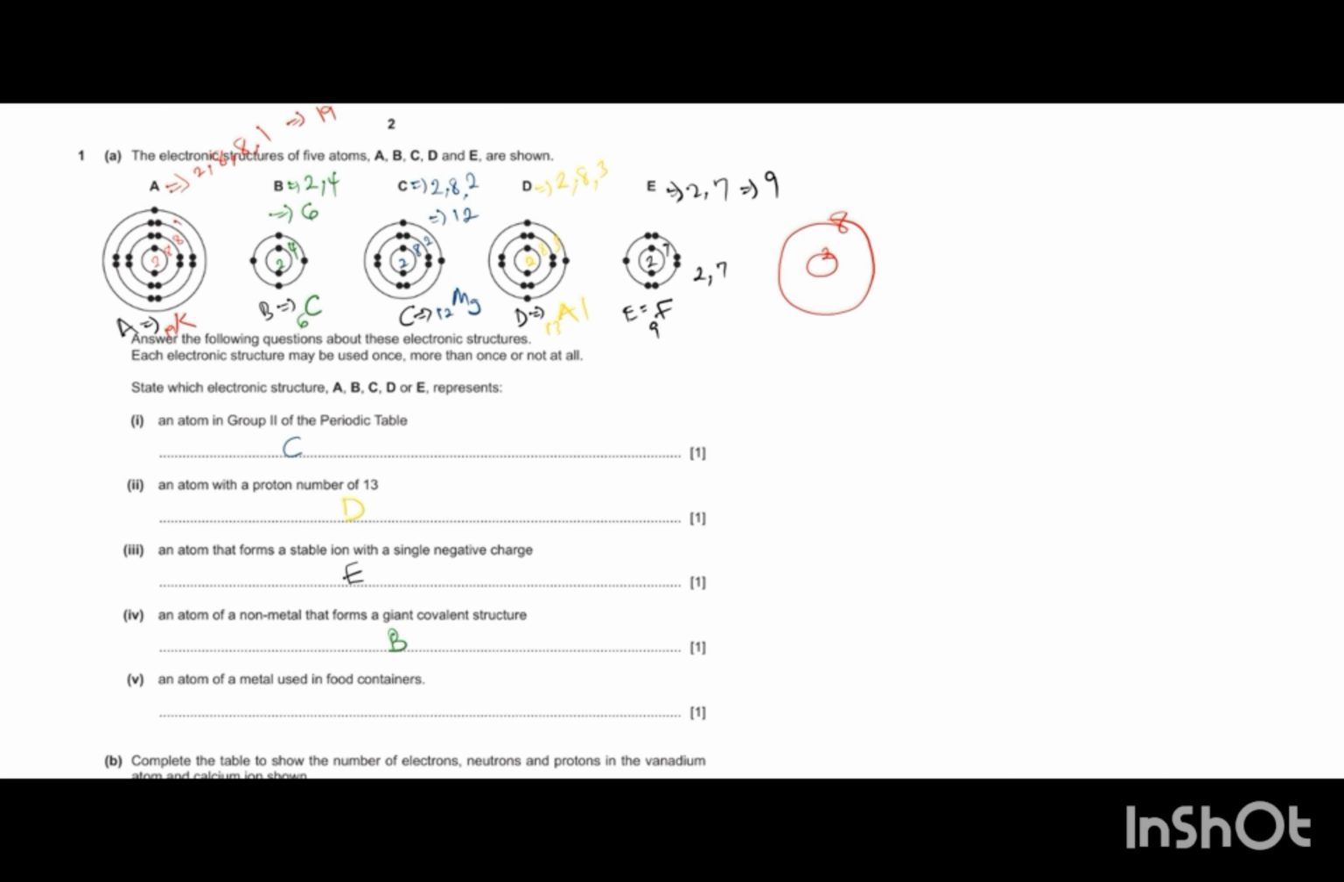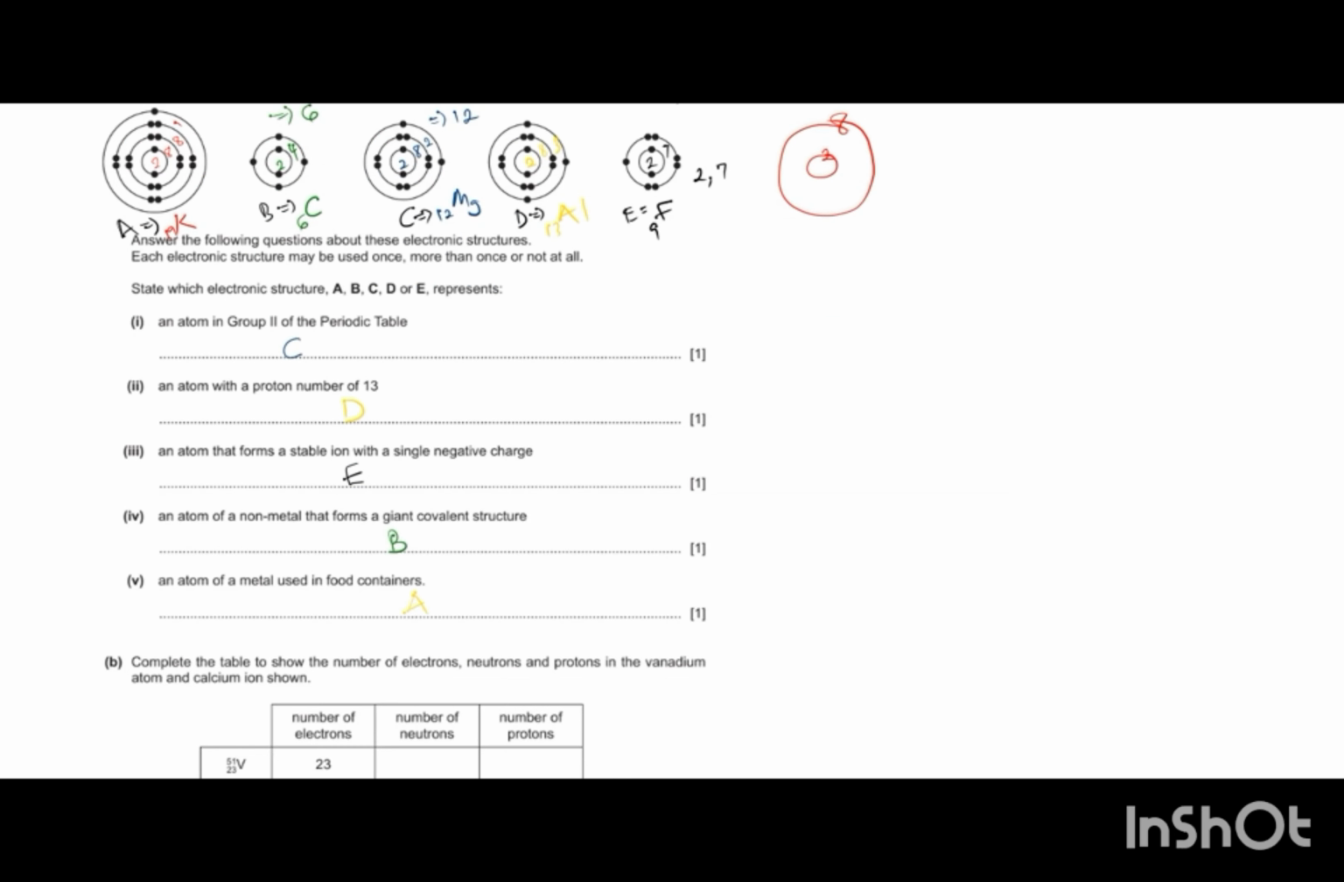So an atom of a metal used in food containers. That's an aluminium can. We use aluminium very well in storing food such as drinks. So don't write aluminium, I can see you are about to make that mistake. Please don't make that mistake. That should be D.